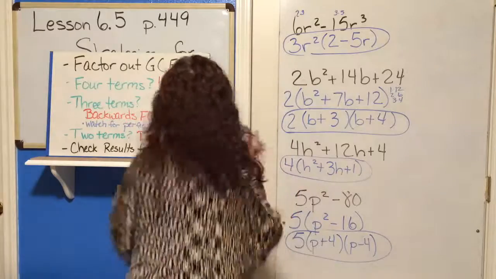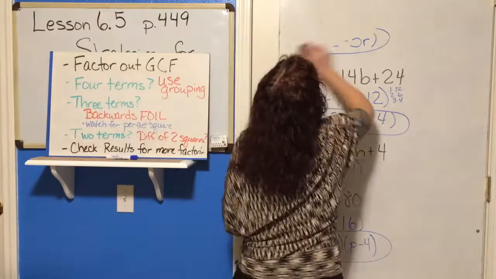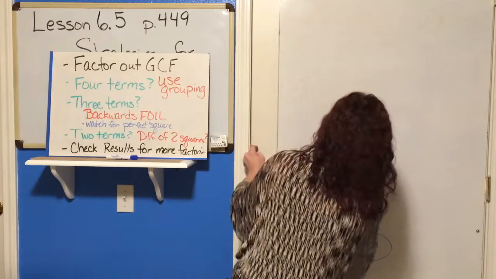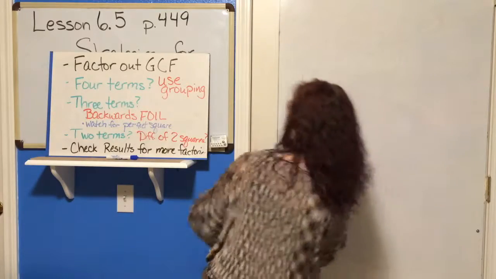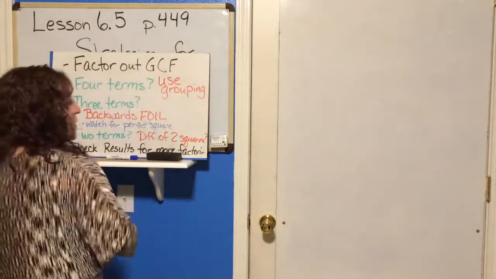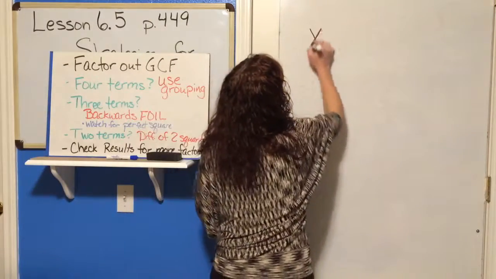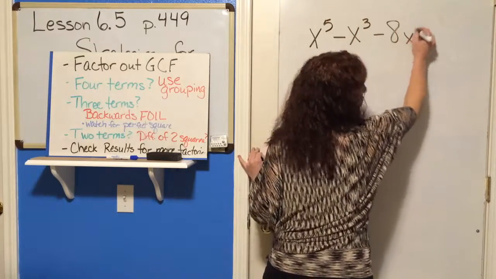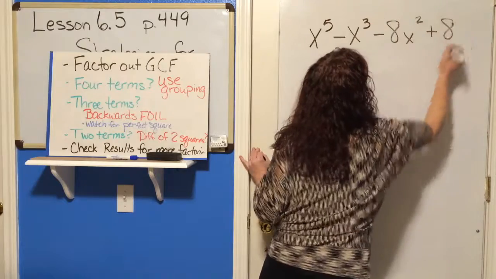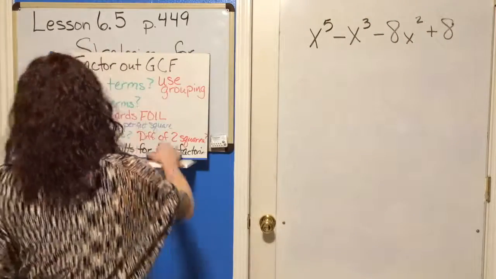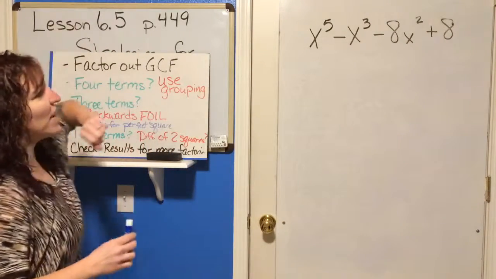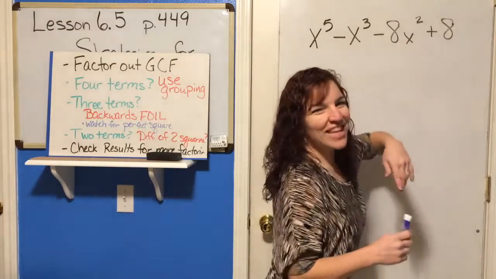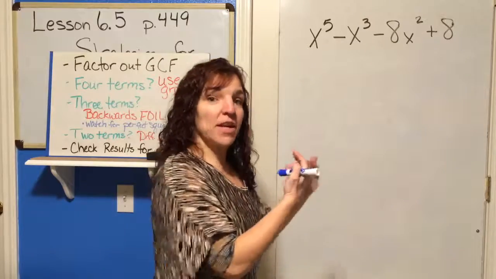I have one more that's just a little bit trickier, but not a whole lot. Because if you'll notice, we didn't do any that had 4 terms. So let's do one more problem with 4 terms. This one is x to the 5th minus x cubed minus 8x squared plus 8. All right, and if I look at that one and decide, can I factor anything out? There's x's, no. There's nothing in common with all 4. It has to be in common with all 4.